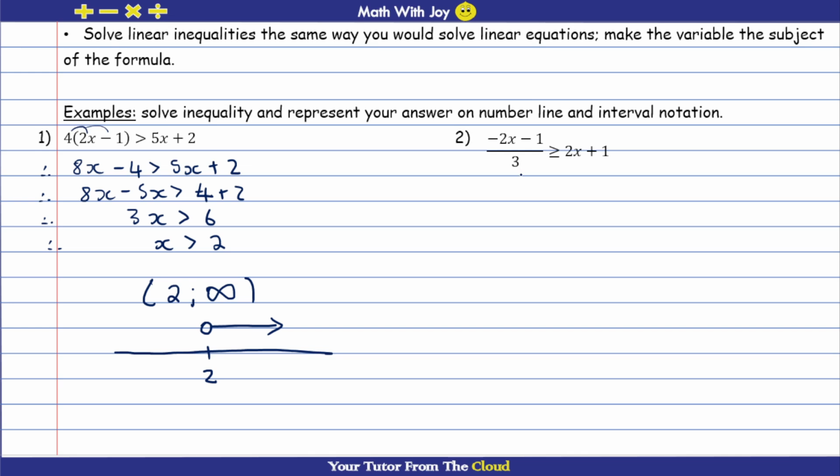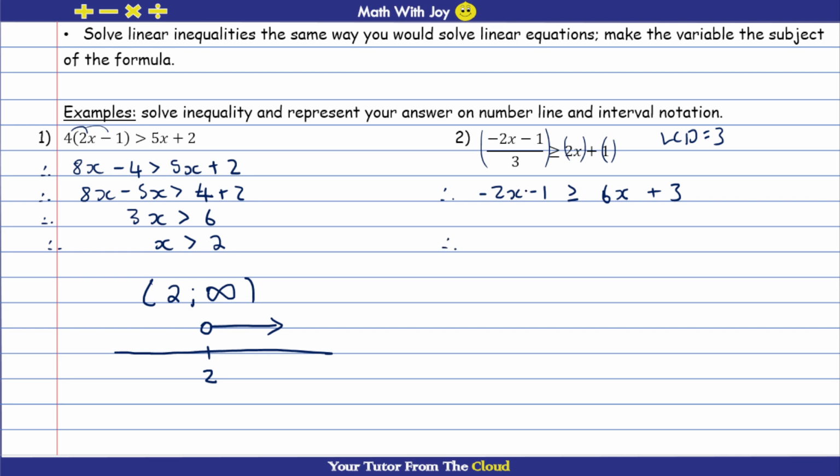Now let's solve over here. We have a fraction. We don't like this fraction, so we're going to make sure we multiply every single term by the LCD, which is in fact 3 in this situation. This is the only denominator. So therefore, I will have minus 2x minus 1 greater than 3 times 2 is 6x, and then I have 1 times 3, which is going to give us 3. So we multiply by 3 here to get rid of the denominator, of course.